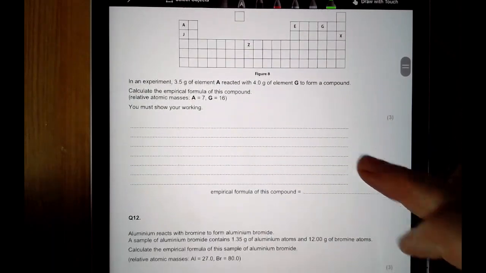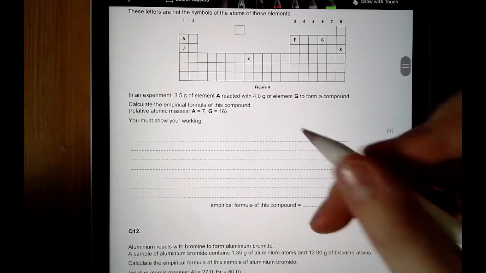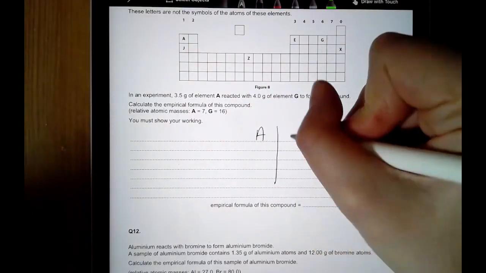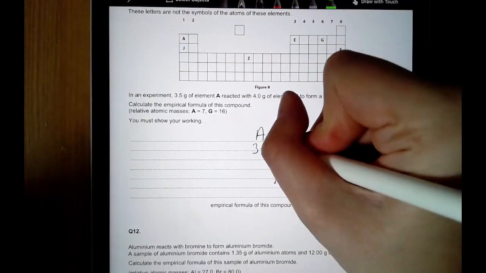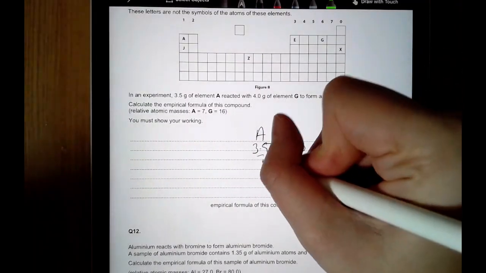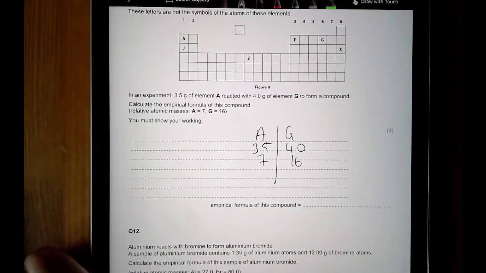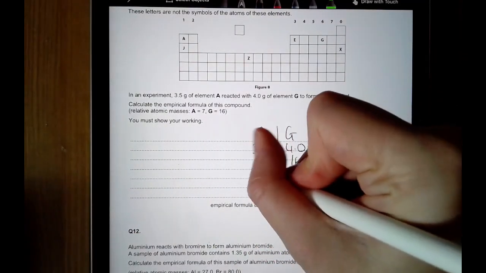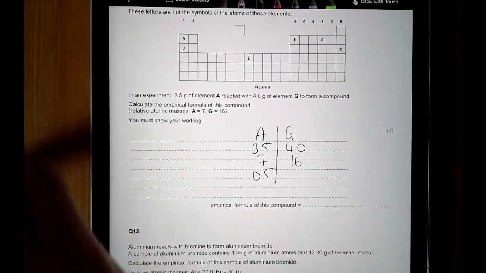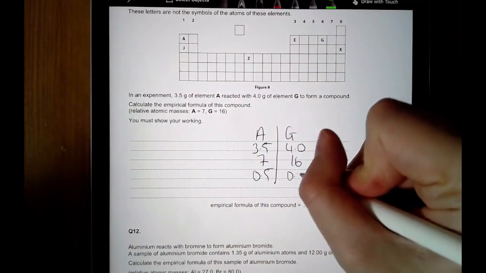The next question is done in exactly the same way, okay? They pick A and G. They give you the mass, 3.5. They give you the mass of G. They tell you that this is 7 and that this is 16. All you're doing is 3.5 divided by 7 equals 0.5. And you're doing 4 divided by 16 equals 0.25.